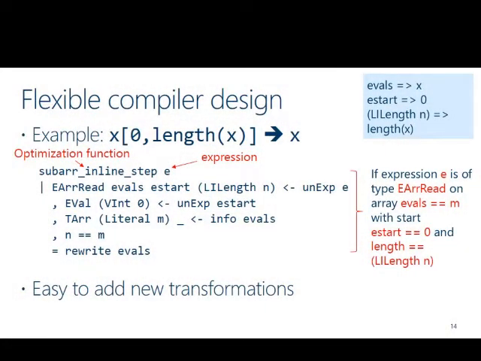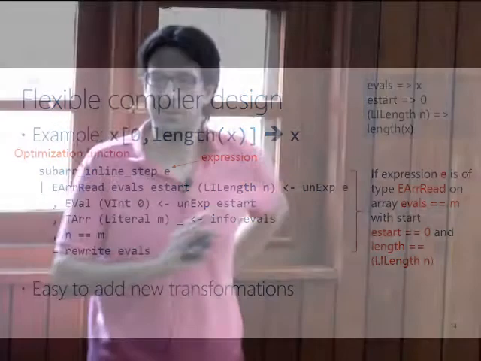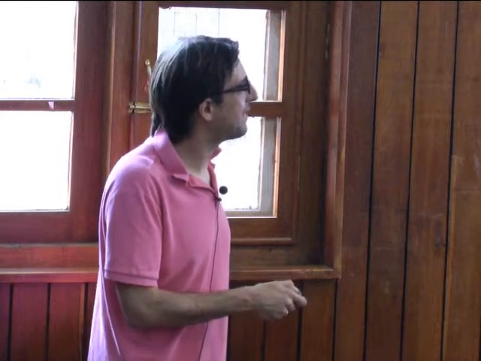So here is a simple example. This is a little bit of Haskell code, and that's the only Haskell code I'll give you. There's no more, and it should be very easy. So here is an optimization we want to do. I'm doing a subarray read from array x, from 0 to length x, right? So obviously this is the array, I'm reading the whole array. So I want to move this into x, okay? It's the simplest possible optimization.